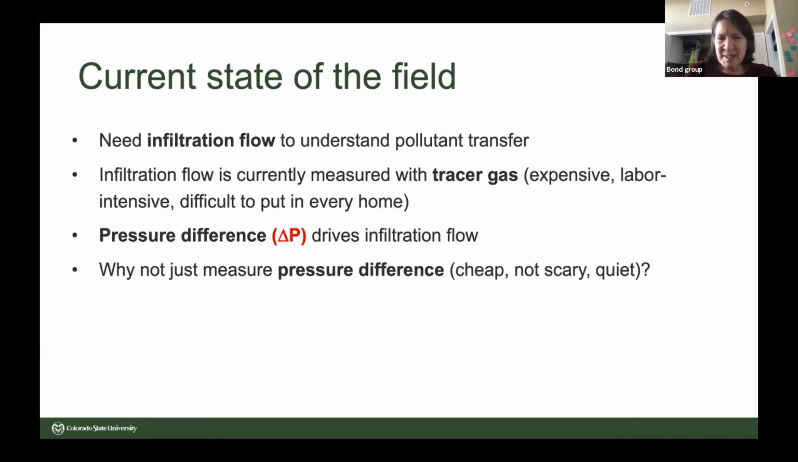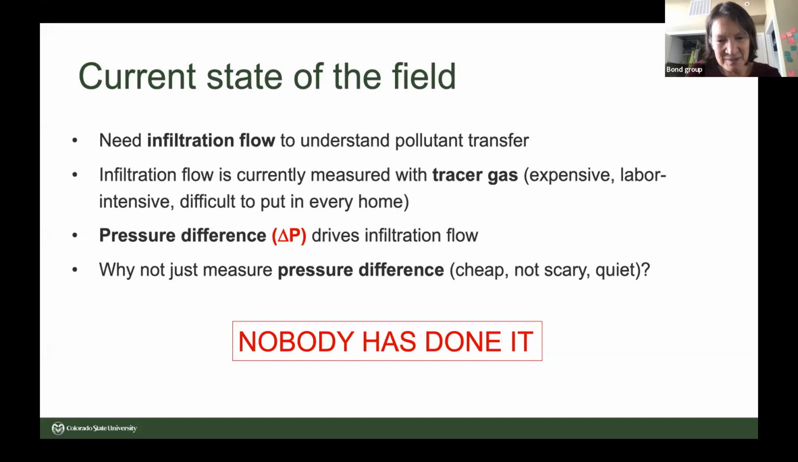But as Dominic was saying, pressure difference across the envelope is what drives the infiltration flow. So why not just measure that pressure difference? Yes, you need to apply some additional equations to understand how much flow is going. You need to add the leakage area, but why not just measure pressure difference across the envelope, which is cheap, not as scary, and not as loud, not as expensive.